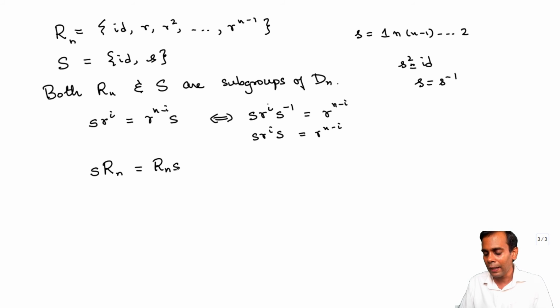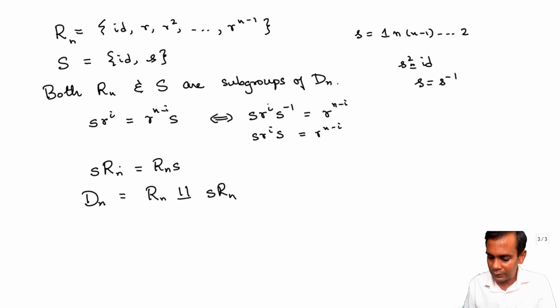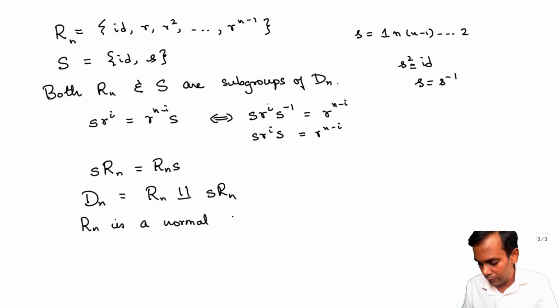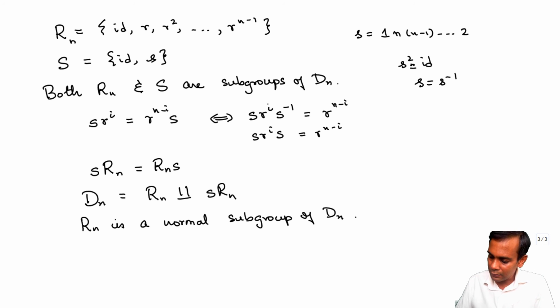So this subgroup Rn has order n. Dn has order 2n, and Dn is Rn disjoint union with SRn. This SRn is just a left coset of Rn, but it's also a right coset of Rn. So Rn is a normal subgroup of Dn. When we say something is a normal subgroup of something, we write it like this: a triangle pointing towards the smaller group. So Rn is a normal subgroup of Dn.